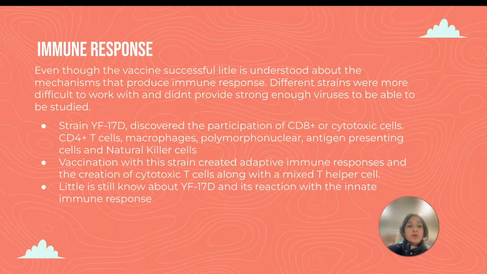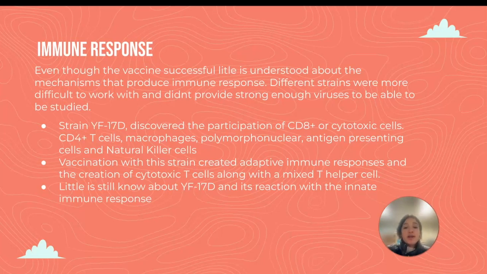Okay, now let's talk about the immune response. So even though the vaccine is successful, little is understood about the mechanisms that produce the immune response, and there are different strains, and some of them were more difficult to work with and didn't provide a strong enough virus in order to be studied. Like mentioned before, the strain 17D was a strain that was successful in creating the vaccine. They discovered that inside of the strain there was a participation of many different types of cells like CD8+, or cytotoxic cells, CD4+ cells, T cells, macrophages, polymorphonuclears, antigen-presenting cells, and natural killer cells.